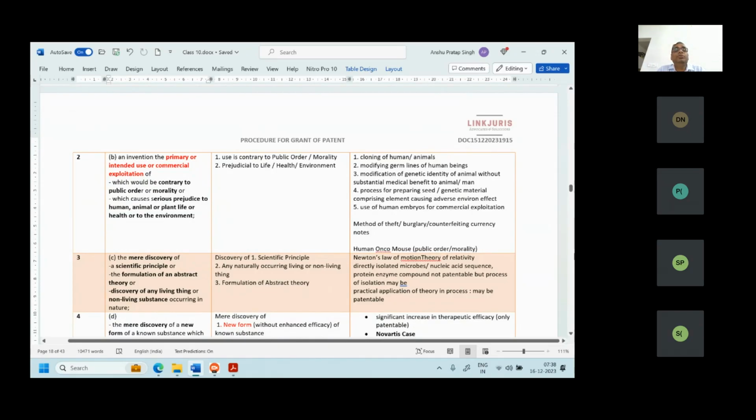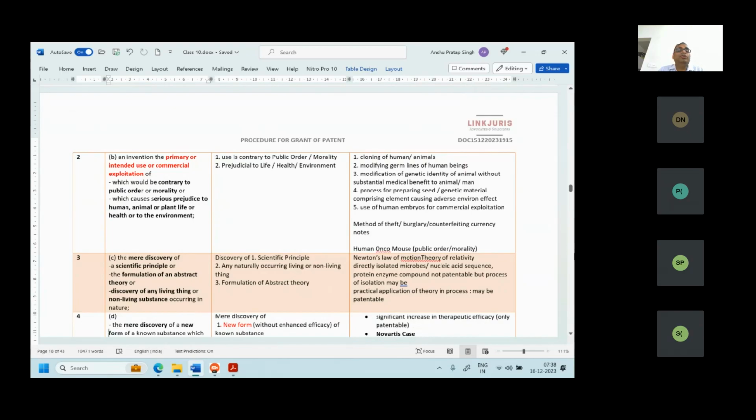If your invention's use or commercial exploitation is contrary to public order and morality, that means you have devised a good method of theft or a brilliant method of counterfeiting the currency. Since it is against the public order and morality as well as law, you will not get a patent here.